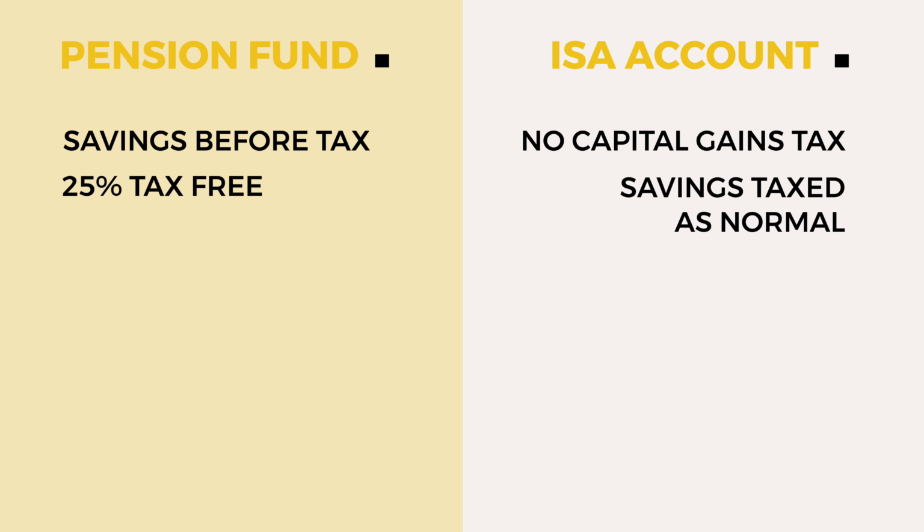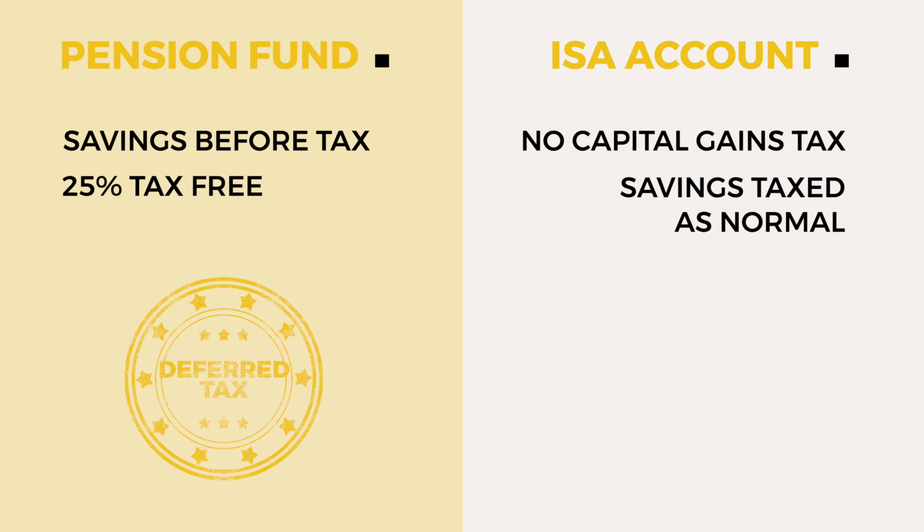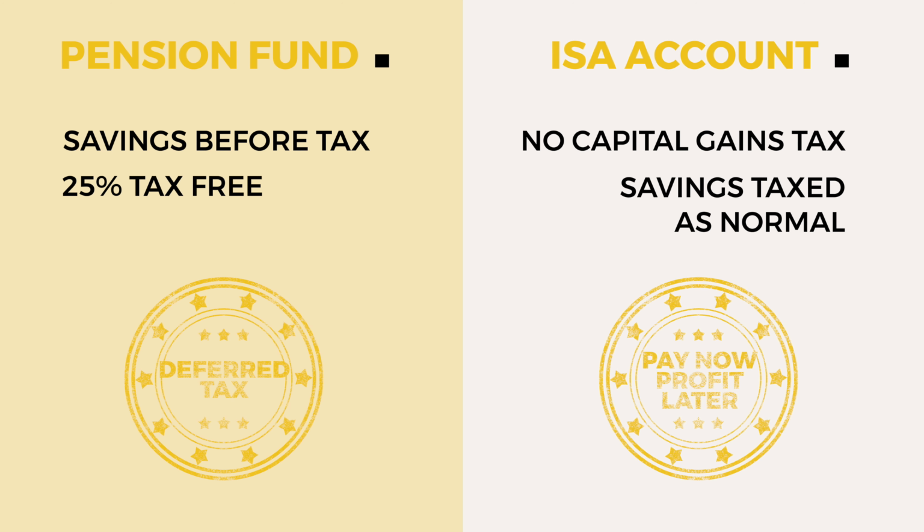So if you look at the two, the main difference is that with a pension fund, you will defer your tax payment, whereas with an ISA account, you pay taxes now, but anything that happens afterwards is tax-free. To understand what is better for you, we have to look at an example.